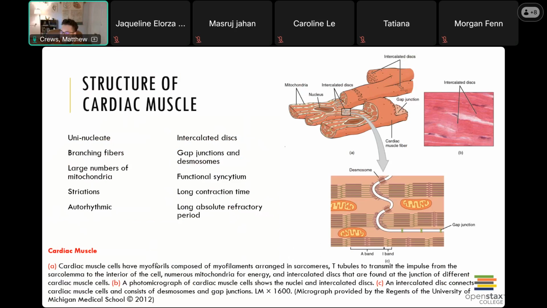Okay, what do we got down here? Myofibrils composed of myofilaments arranged in sarcomeres. Yep, so all the same thing that you're used to for skeletal muscles. T-tubules transmit the impulse. Yep. Numerous mitochondria for energy. So basically all that we just said is right here.